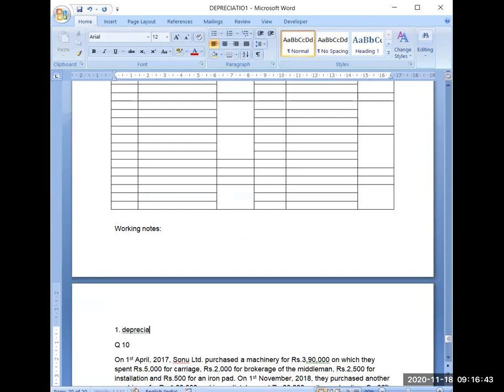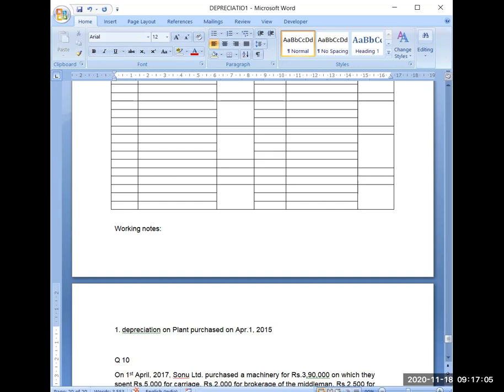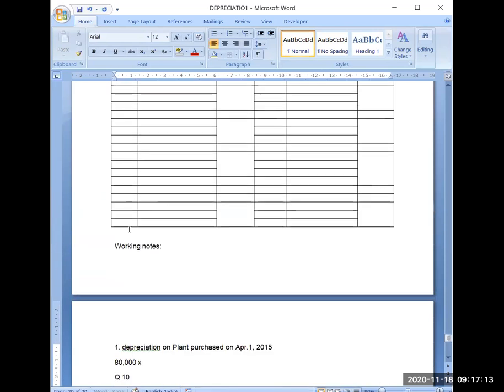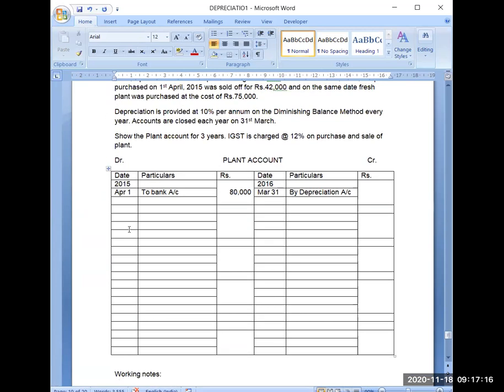Depreciation on plant purchased on April 1, 2015. So the cost is 80,000 multiplied by 10% per annum.